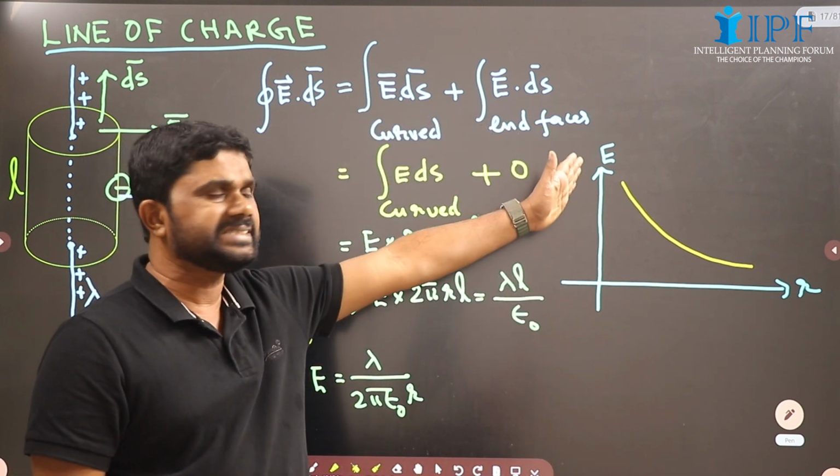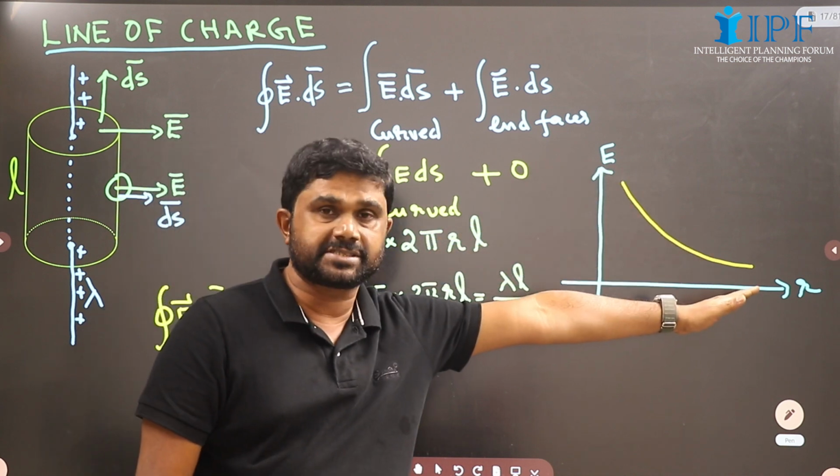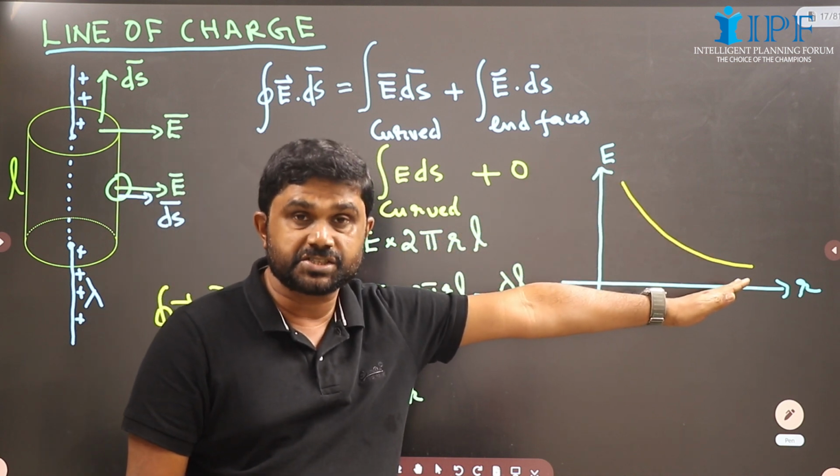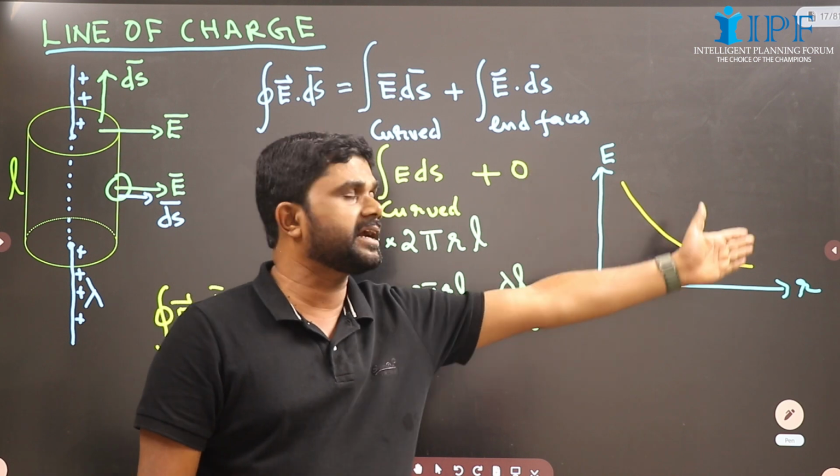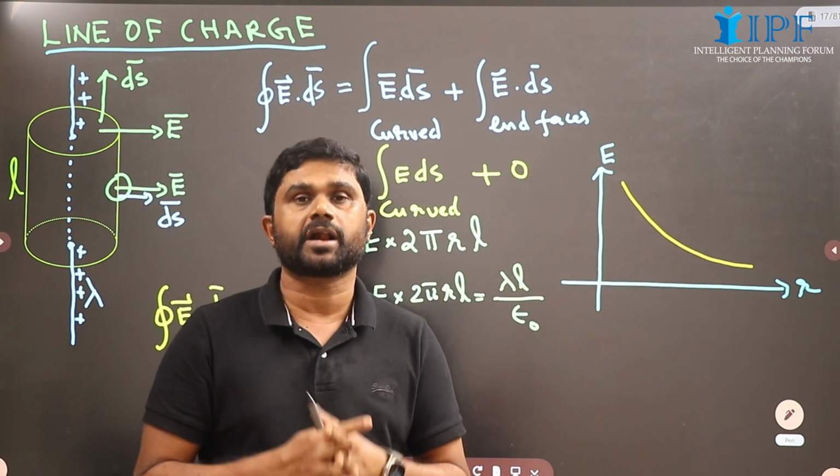When this intensity of electric field is plotted against the perpendicular distance from the line of charge, we will get a curve like this. It is a rectangular hyperbola.